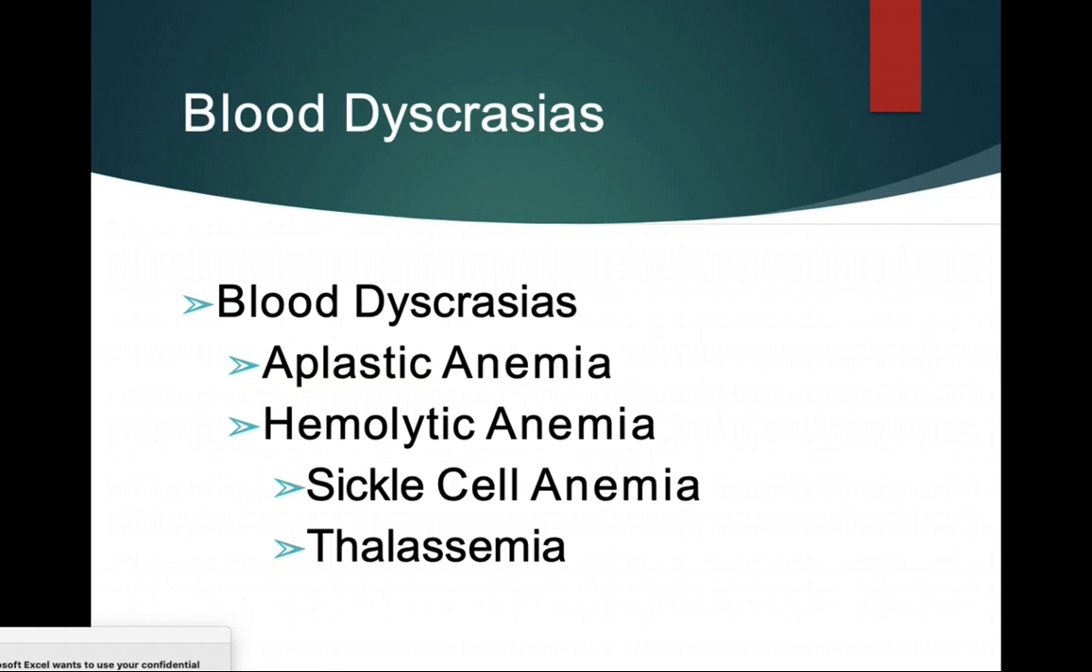Okay, let's look at a few other anemias now. Let's look at aplastic anemia, hemolytic anemia, sickle cell anemia, and thalassemia. We'll probably focus a little bit on the aplastic anemia, a little bit on the sickle cell anemia, and a little bit on hemolytic and thalassemia as well.